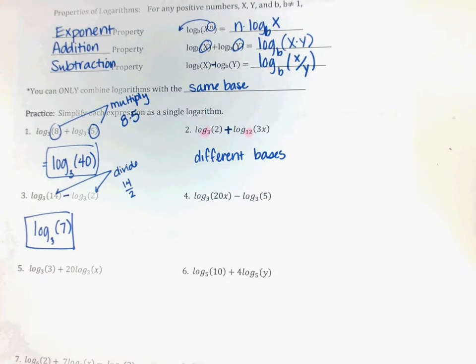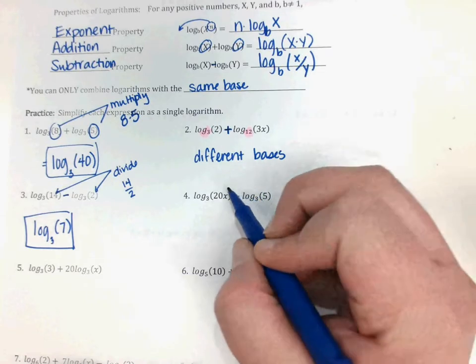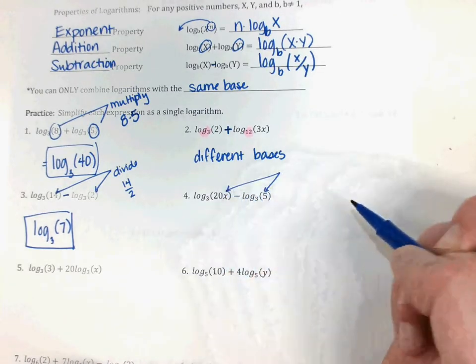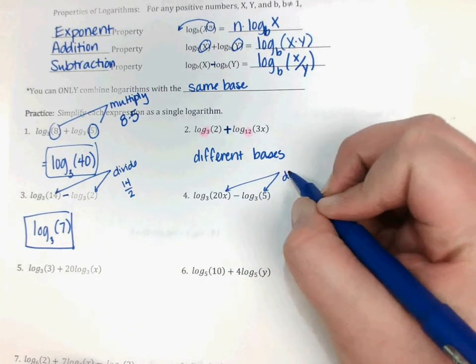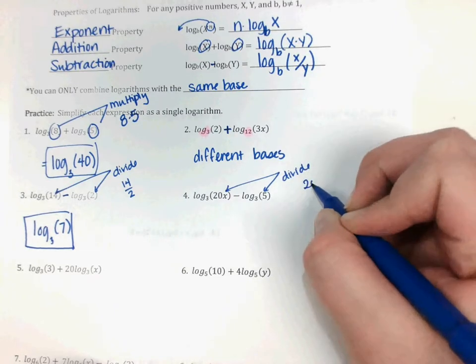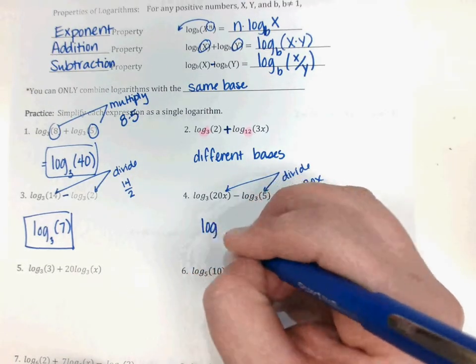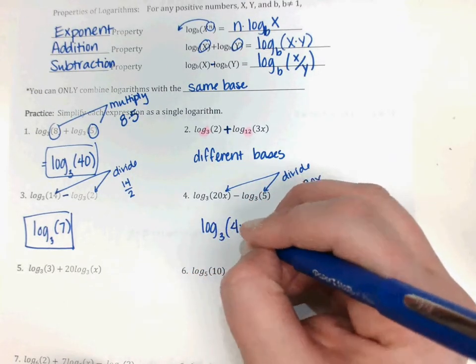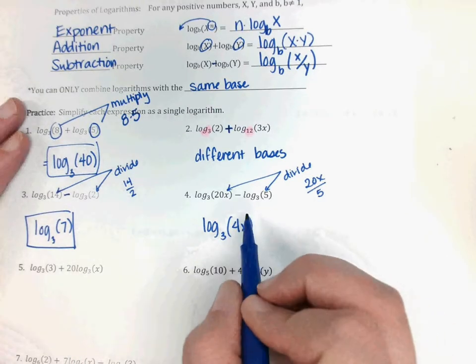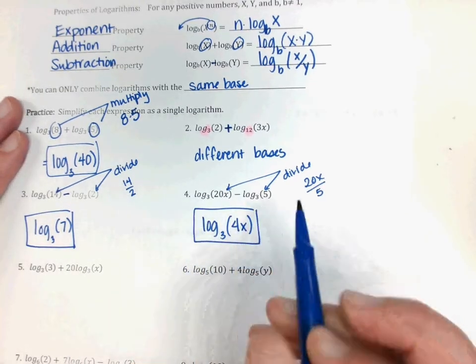Next one, number 4. We have log little 3 of 20x minus log little 3 of 5. What do I do with the arguments? Divide. Very good. And if I do 20x divided by 5, 4x. Very good. So it'll be log little 3 of 4x. Make sense?